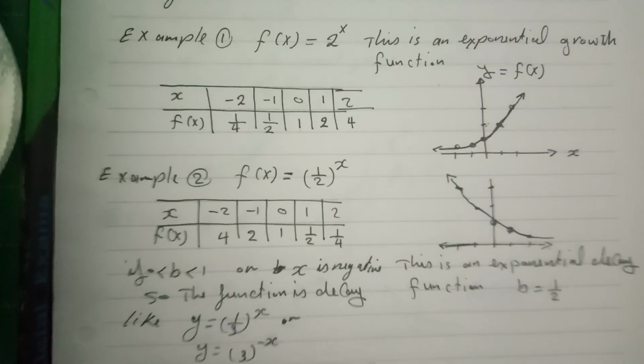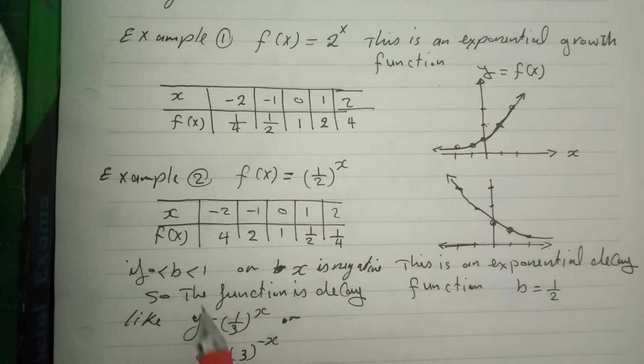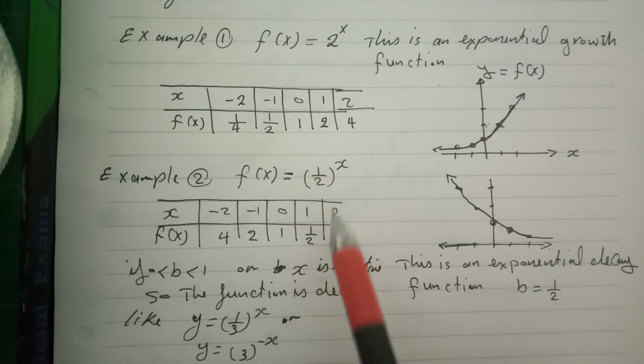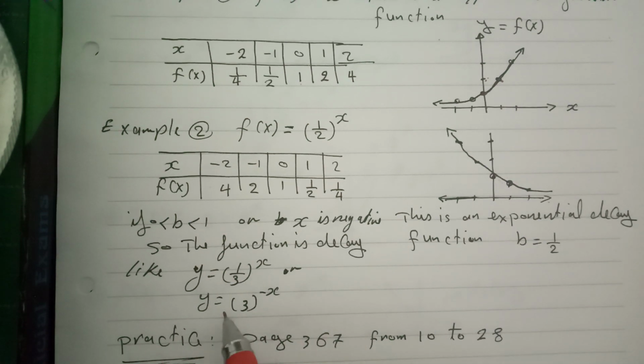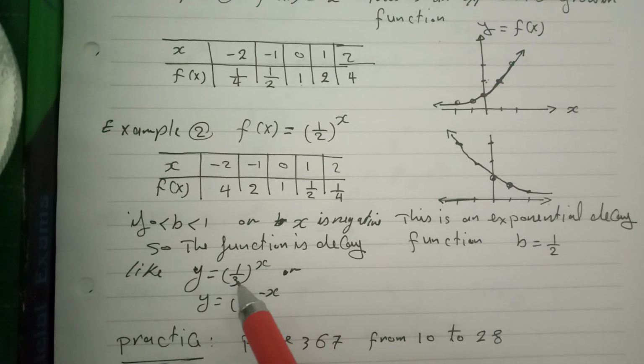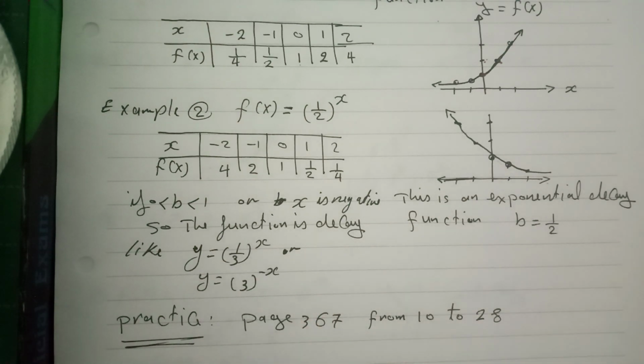So in the decay function, the b, which is the base, is between 0 and 1, or the exponent can be negative, because, for example, you know that 3 power -1 equals 1 over 3, 2 power -1 equals 1 over 2, and so on. So the function can take the form (1/3) power x, or 1 over something power x, or 3 power -x, because the negative changes the whole number into a fraction.